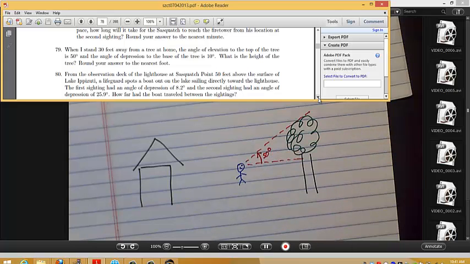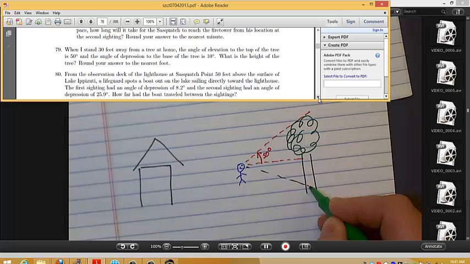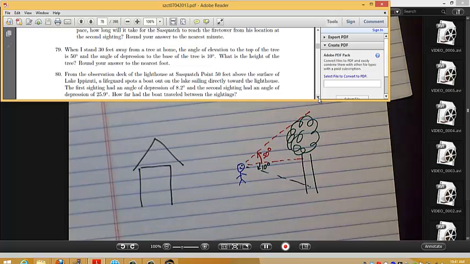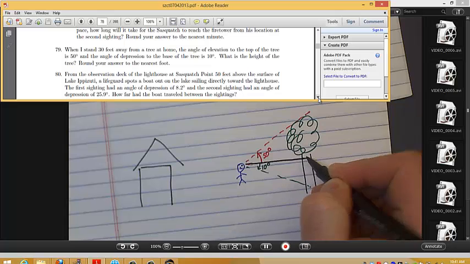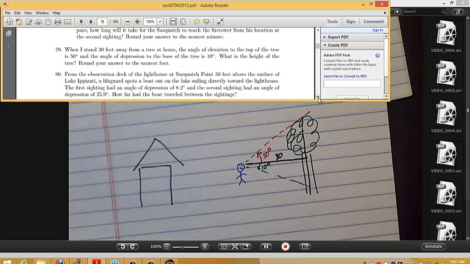You guys with me? Whereas if I rotate downward to the base of the tree, that angle is 10 degrees. And then since I'm standing 30 feet away, I can say that this line segment from here to here is 30. Okay, 30 feet, let's say. So what I want to do is determine the height of the tree.